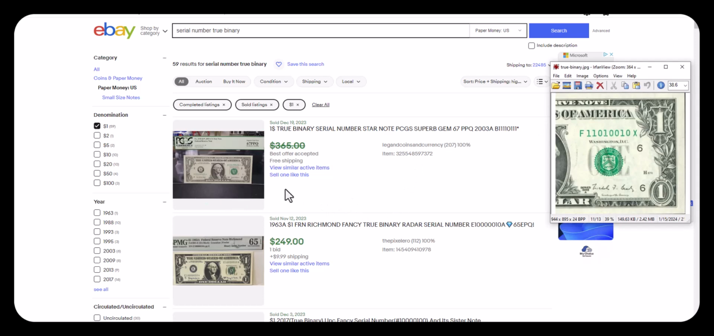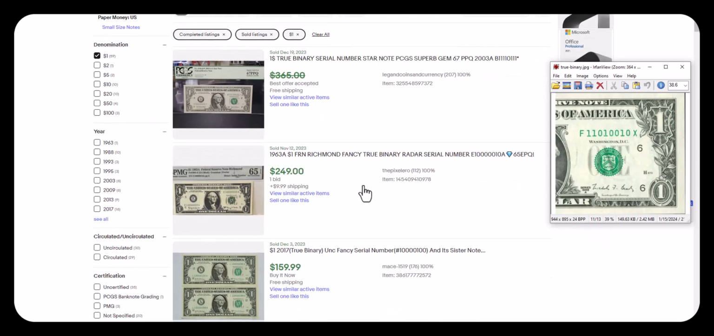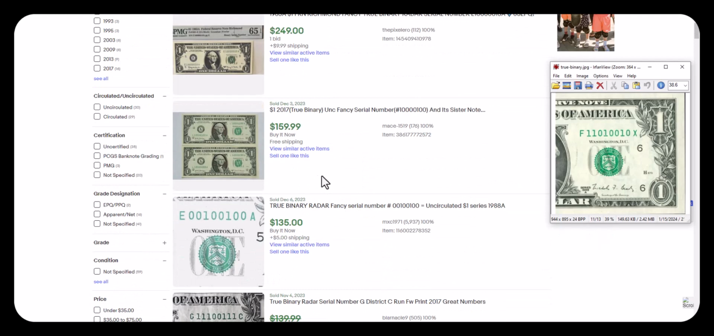Okay, so this is a graded bill. The bill that our member from Cool Cereal had is not graded, but it looks to be in decent condition. It doesn't look like it has a lot of folds in it. So we'll go down, look at some of the others here. Okay, this is a set of bills, has a true binary and the one adjacent to it, and the pair sold for $160.